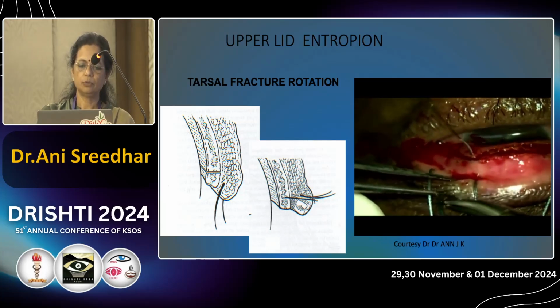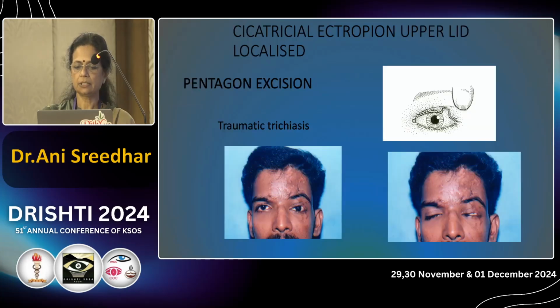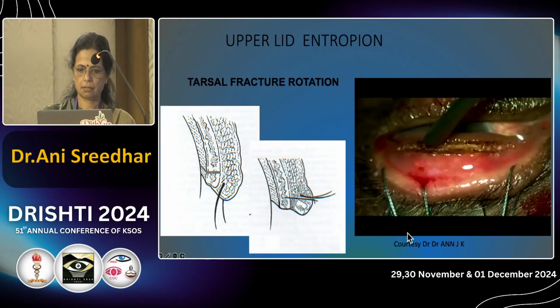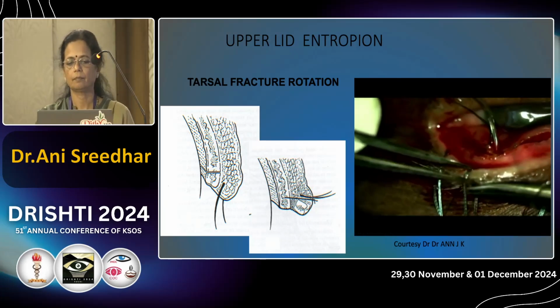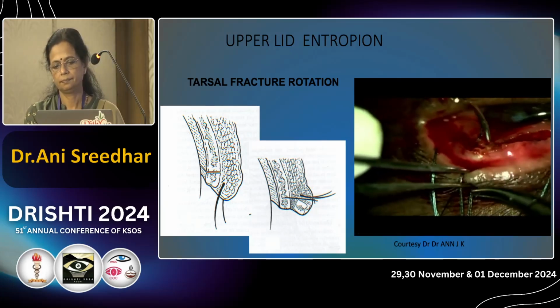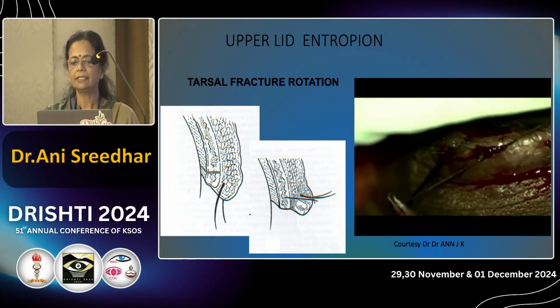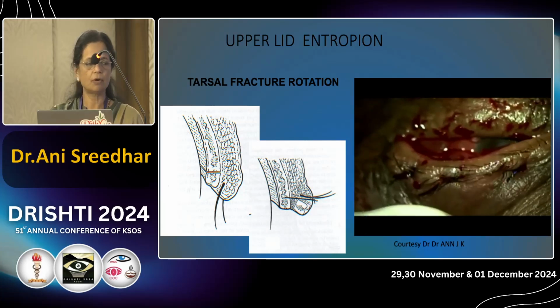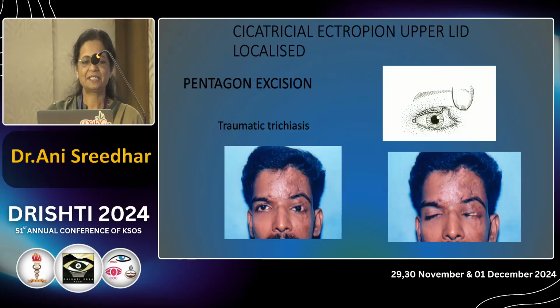When you tighten the sutures, the lid becomes everted. You can't fast forward it, I think. So when you tighten the sutures, the lid becomes everted. All these entropions and ectropions tend to recur. I think for some years it stays like that.